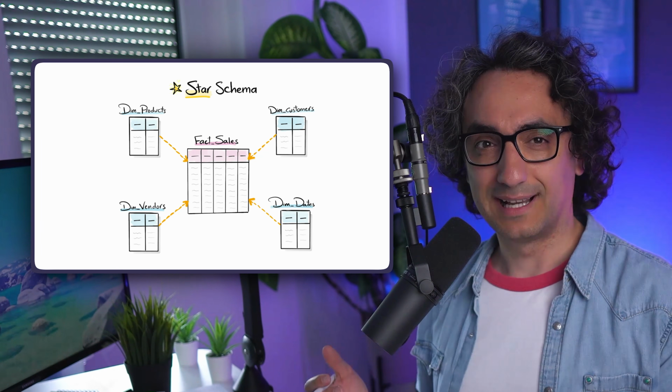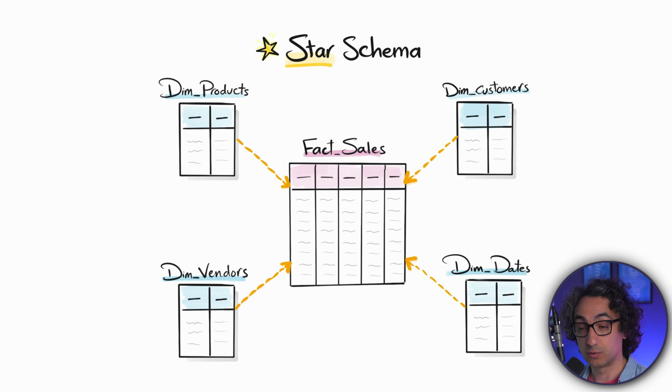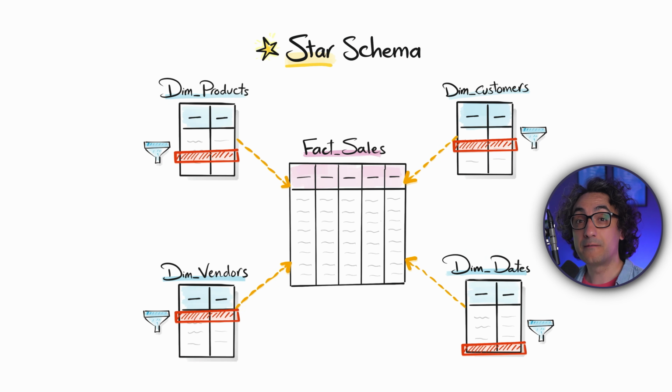And of course, you might ask why? Well, there are many reasons. Like for example, it gives Power BI a clean way to filter the data. So all those dimensions around the fact, they're gonna go and filter the central table, the fact that holds the numbers. And of course, all those relationships gonna help Power BI to understand how the filter should move.